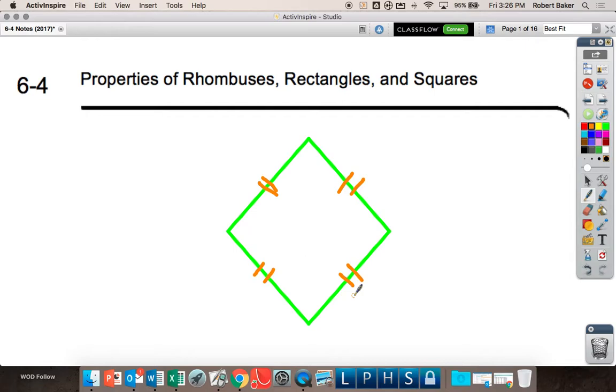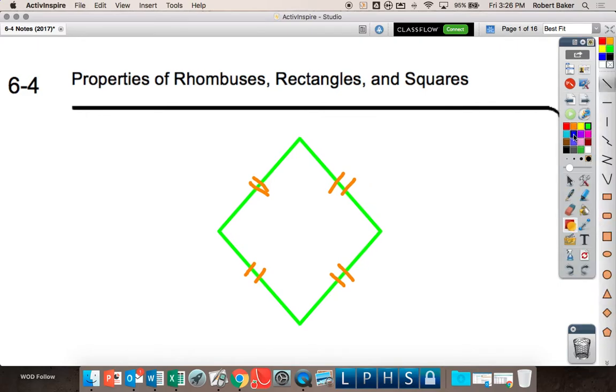So, this shape is a rhombus. Why is it a rhombus? Because all four sides are equal. It has four congruent sides. So, let's explore what happens when we draw a shape with four congruent sides.